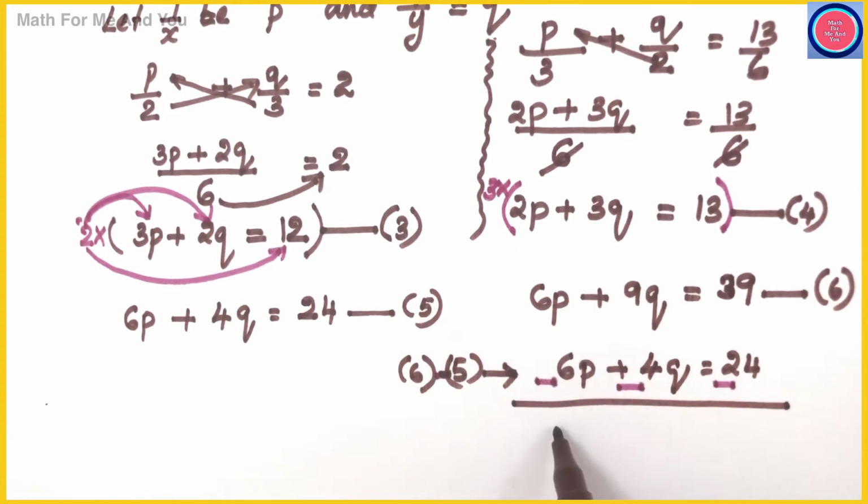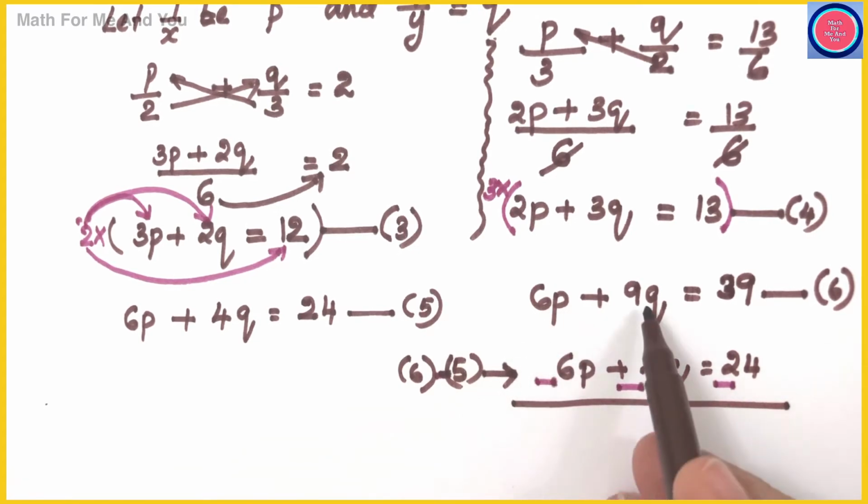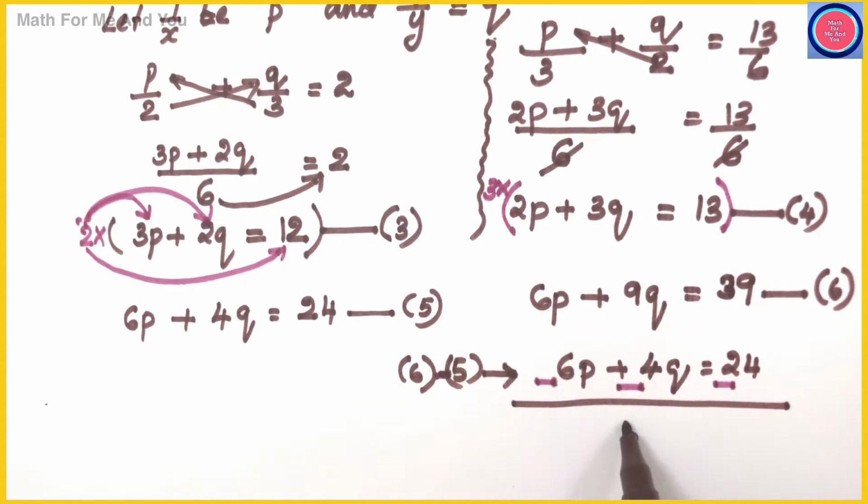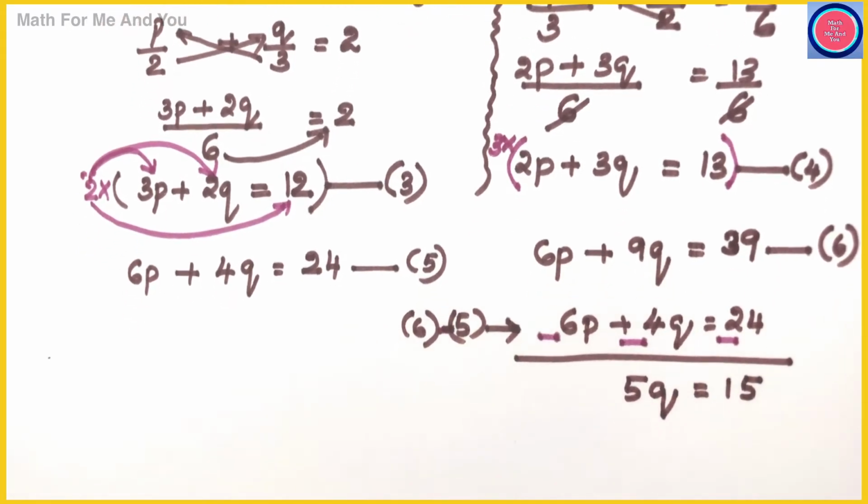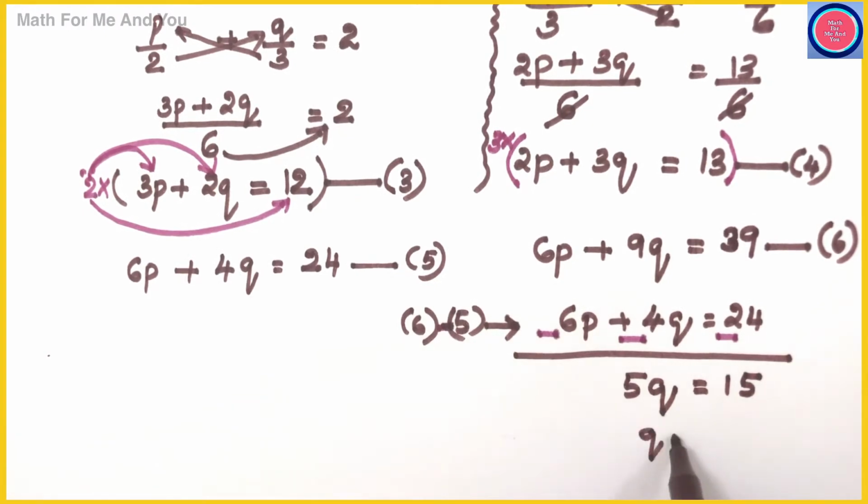6p minus 6p, how much? Cancel. That means 0. 9q minus 4q is 5q, equals 39 minus 24, which is 15. 5q equals 15. How to get the value of q? Divide by 5. 15 over 5 is 3. See, we get the value of q.